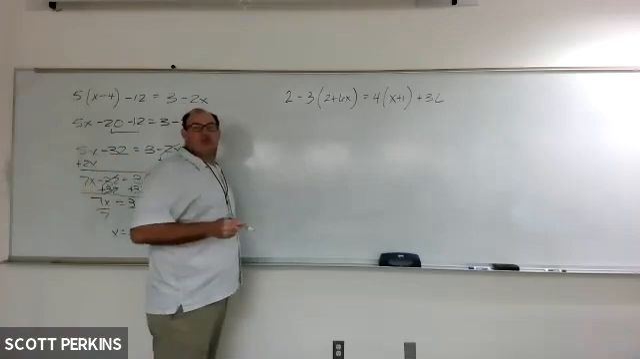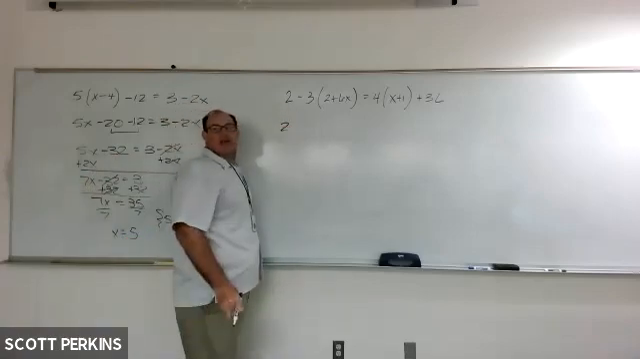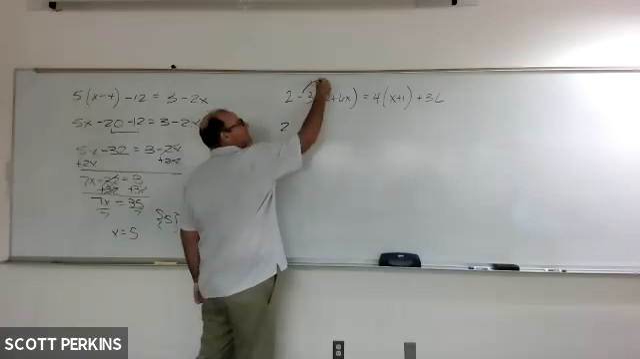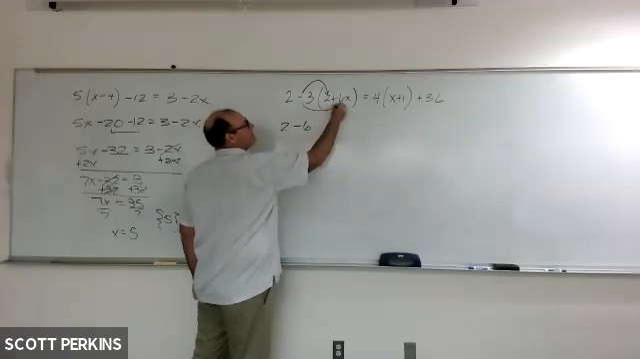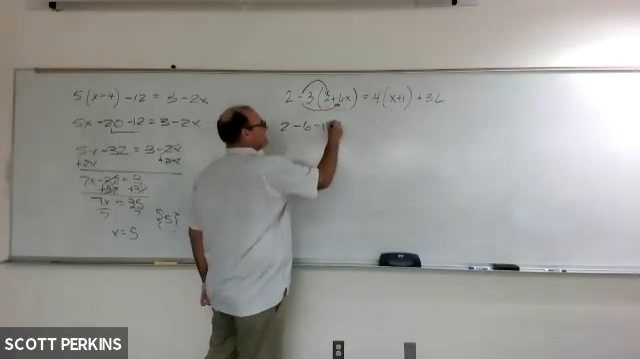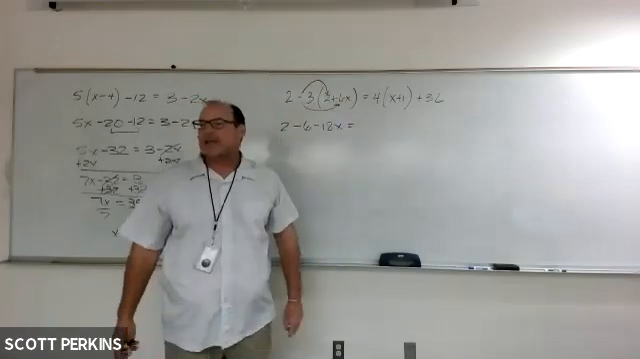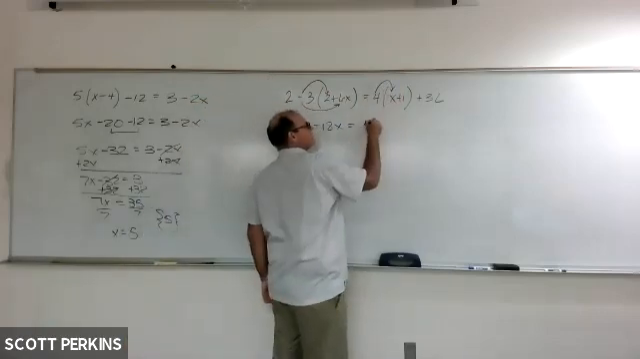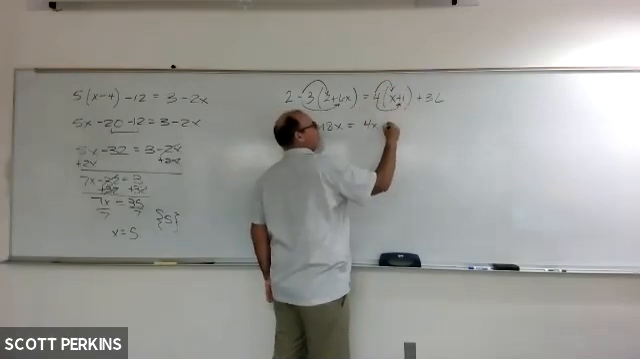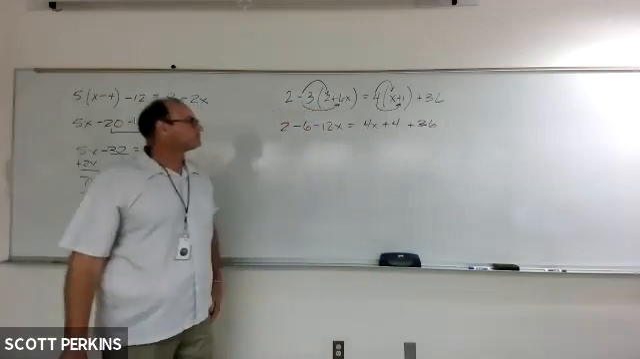So I'm going to do the distributive property. This 2 right here is just going to stay. It's kind of bored right now. Then I have -3 times 2 is -6. Then I have -3 times 6x is -18x. On the other side, just because of the way it's written, we don't encounter the same sort of issue. So I have 4 times x is 4x, and 4 times 1 is 4, and then plus 36.